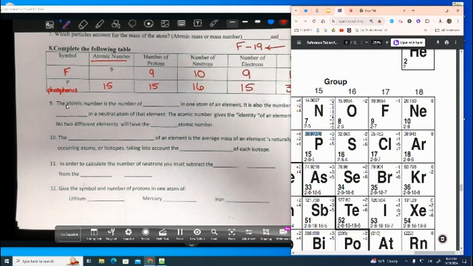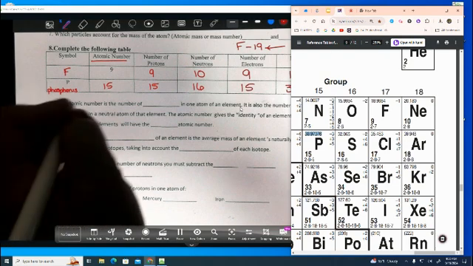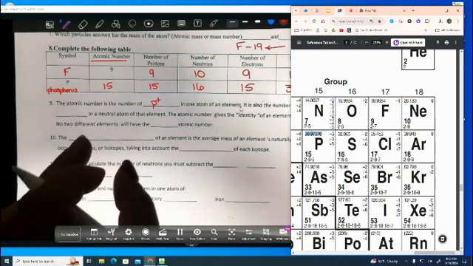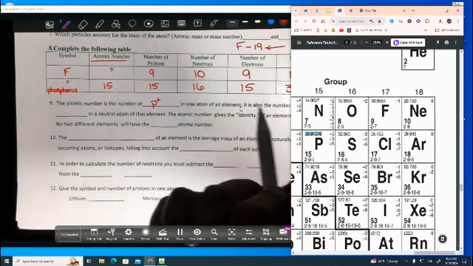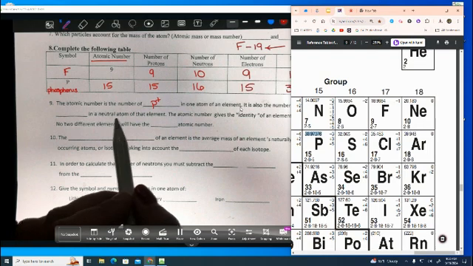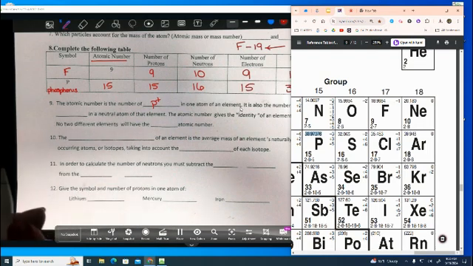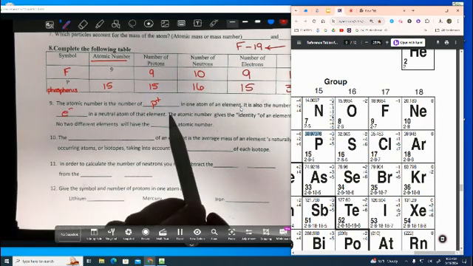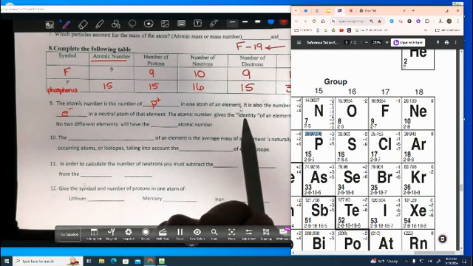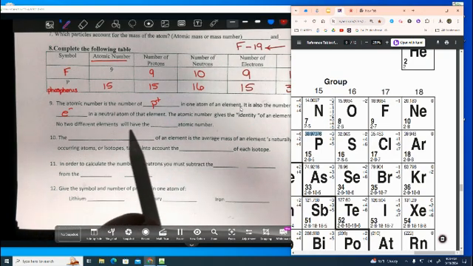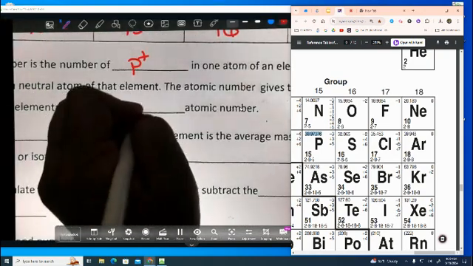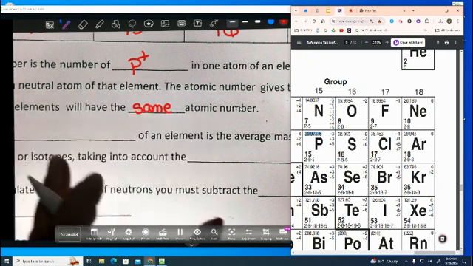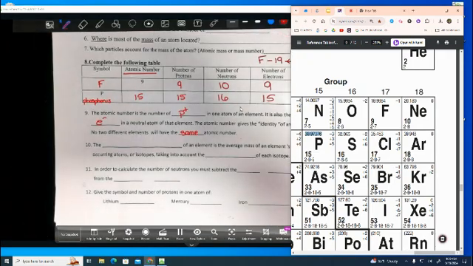Okay, let's finish this up. The atomic number is the number of blank in one atom of an element. Shayla? Protons. Write a little P with a plus sign. It is also the number of blank in a neutral atom. Nicole, do you know? You got it, girl. All right, electrons. The atomic number gives the identity of the element. No two different elements will have the same atomic number. If it has one proton, it's hydrogen. If it has two, it's helium.